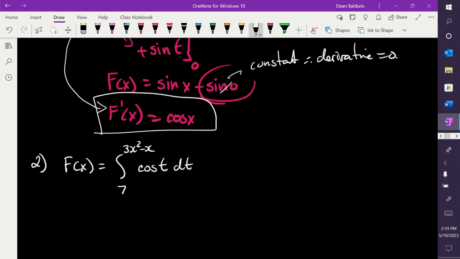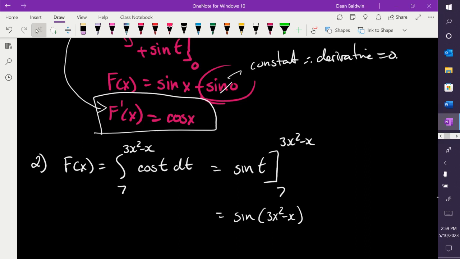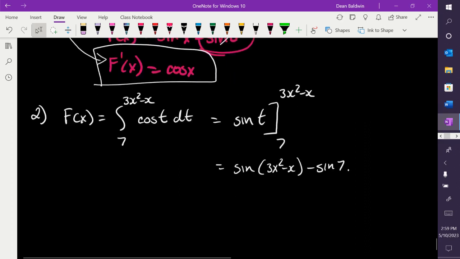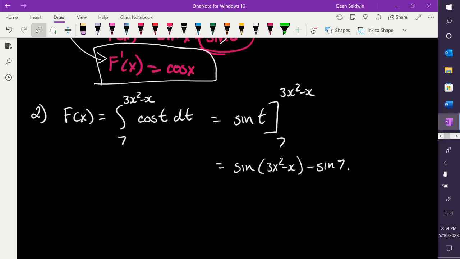The lower bound is 7, but it doesn't really matter. It could be anything, as long as it's a constant. Okay? So what's the antiderivative of cosine? It's sine. We're evaluating it from 7 to 3x squared minus x. That's f of x. I just expanded the integral.